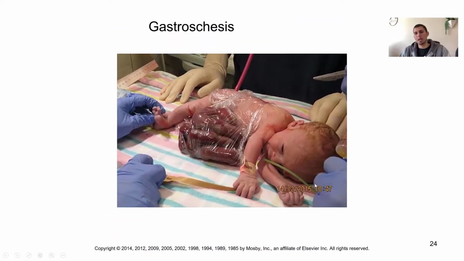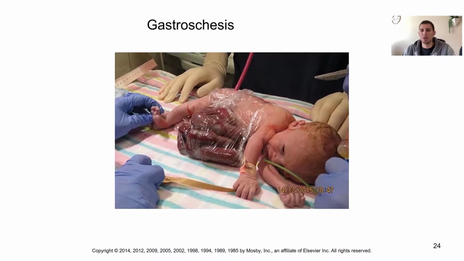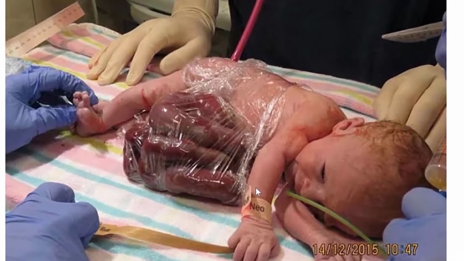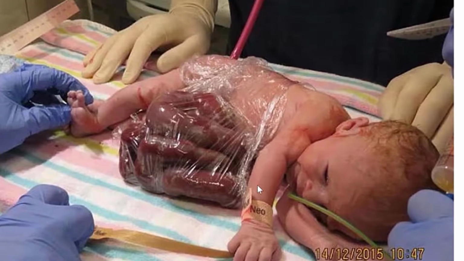Here's a picture of a baby with gastroschisis. With gastroschisis, the intestines have popped out through a fissure in the abdominal cavity. Essentially, there's an opening or a fissure in the abdomen, and the intestines form and develop outside of the baby's body. So they're fully functioning, everything works as normal, it's just that they're outside of the body instead of inside the body.